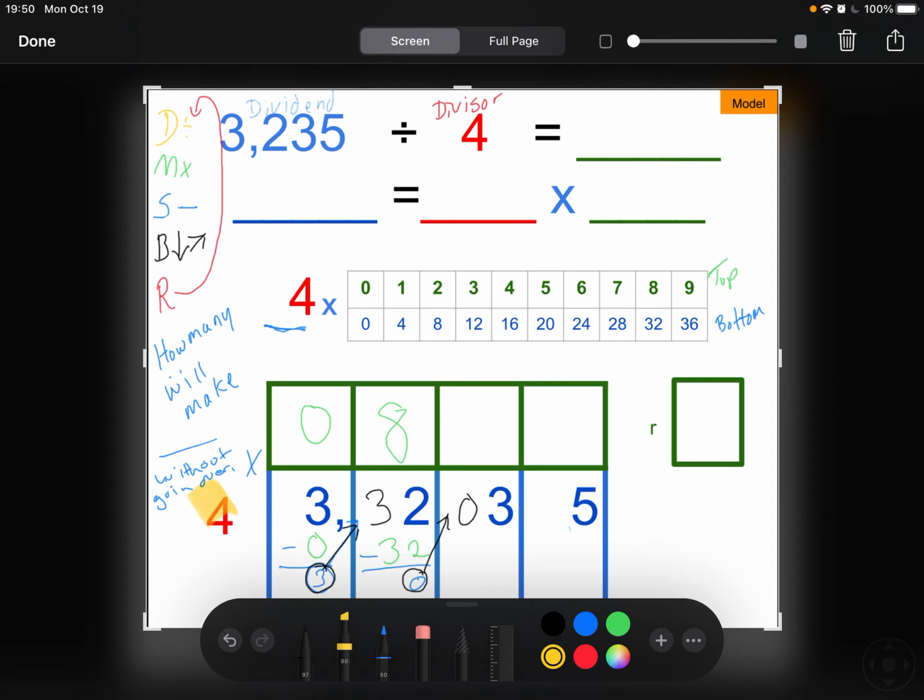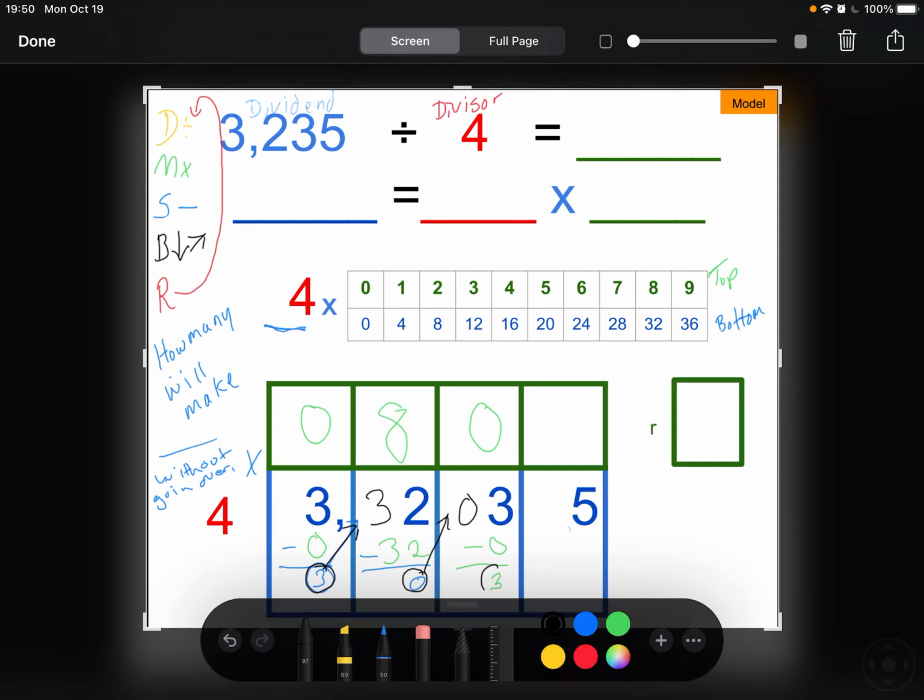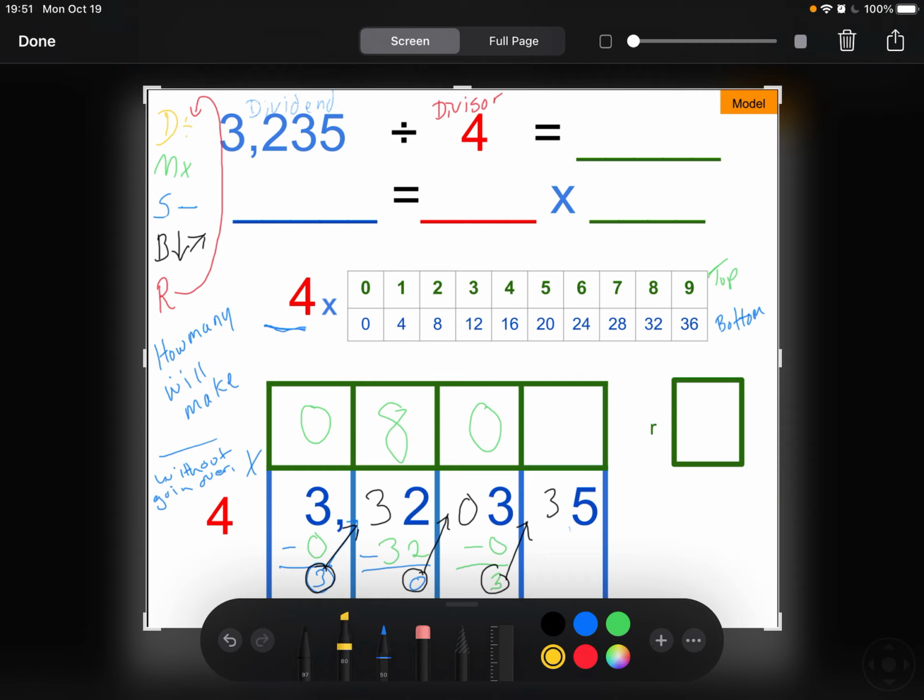How many 4s will make 3 without going over? Well, 0 is the only option here because the 4 is already bigger than the 3. So 4 times 0 is 0, and 3 minus 0 is 3. Okay. Then I have to bring that 3 over. And now I ask the question again. Repeat the process. How many 4s will make 35 without going over?